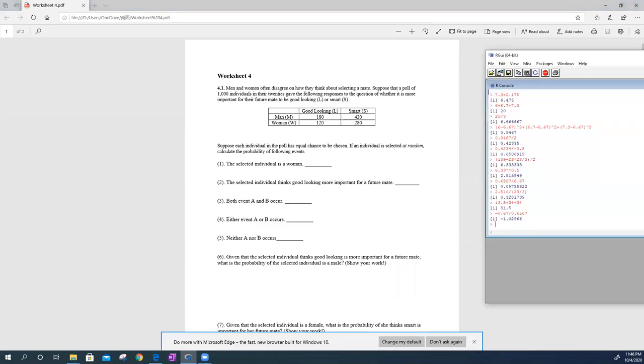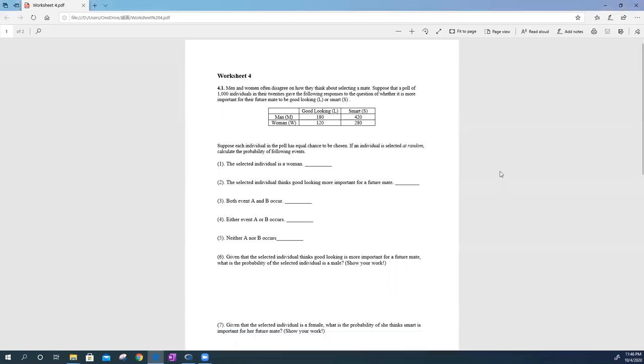Okay, let's now talk about worksheet 4. So 4.1, that's a 2x2 contingency table problem. So let's look at the question. Men and women often disagree on how they think about selecting a mate. Suppose that a poll of 1,000 individuals in their 20s gave the following responses to the question of whether it is more important for their future mate to be good looking or smart.